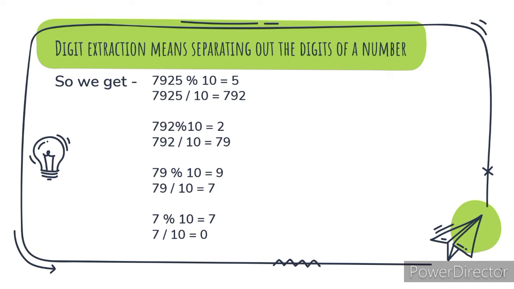79 divided by 10, I'll get the remainder 9 and the quotient 7. 7 divided by 10, the remainder I'll get as 7 and the quotient as 0. So we can see we started from the number 7925, and in the process of repeated division, that is modulus as well as normal division, the number reduces to 0. So the digits we get are 5, 2, 9 and 7 in the reverse order. Always when you are extracting the digits, you will get them in the reverse order of the number.